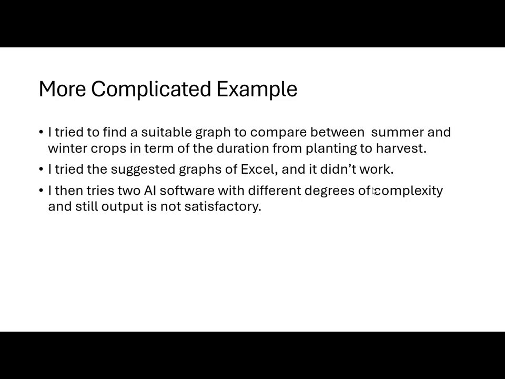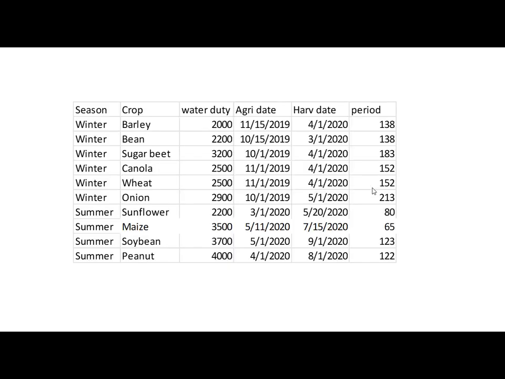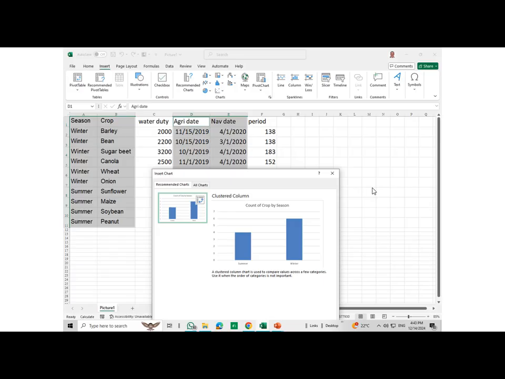using the dates of plantation and the date of harvest. And I tried first with Excel, and then it didn't work. Therefore, I tried two AI software to see if they can catch the idea I am looking for or not. This is a table of data. It has the season, the crop, the water duty, the agriculture date, and the harvest date, and the period in days.